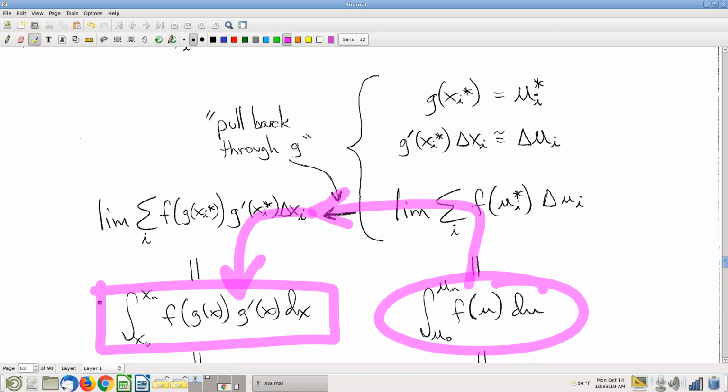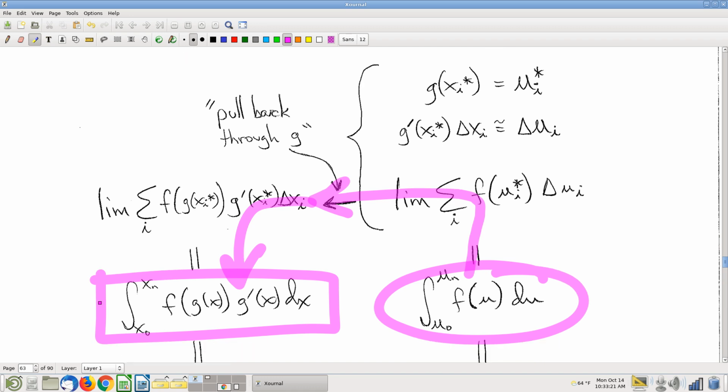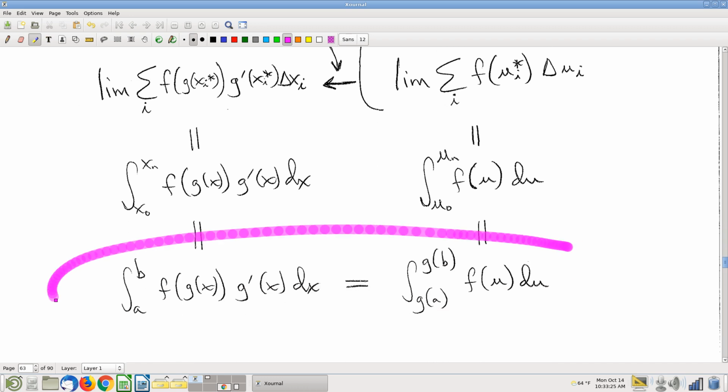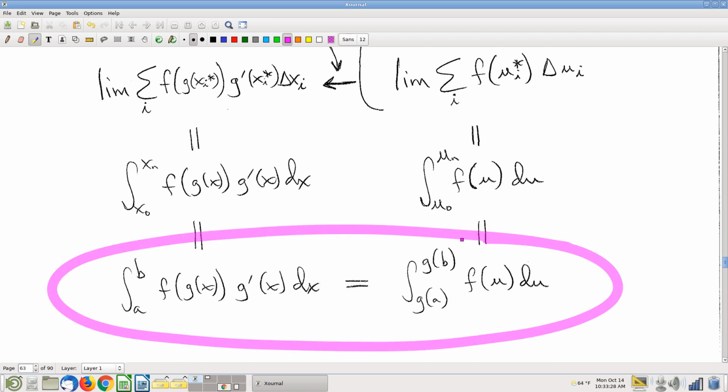Okay. All right. And notice, this is exactly the substitution rule that we wrote down previously. So this is, like I say, a different point of view on where the substitution rule comes from in Calc 1. Okay. Pause for questions. How are we doing?